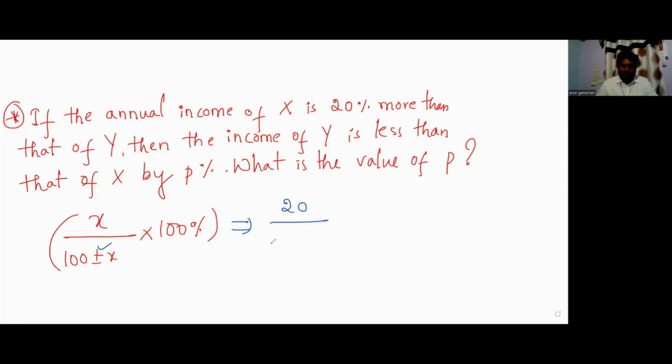So the answer will be 20 upon 100 plus 20 into 100 percentage. 20 upon 120 into 100 percentage. 0 and 0 will get cancelled. 2 ones are 2, 6. What is 1 by 6? 16.66. 16 point.